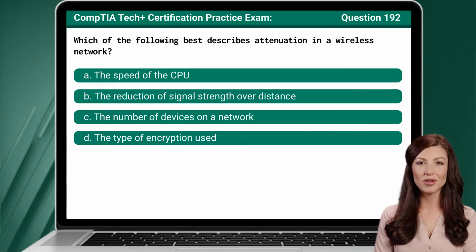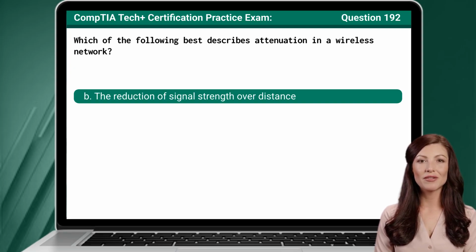Question 192. Which of the following best describes attenuation in a wireless network? The answer is B. The reduction of signal strength over distance.